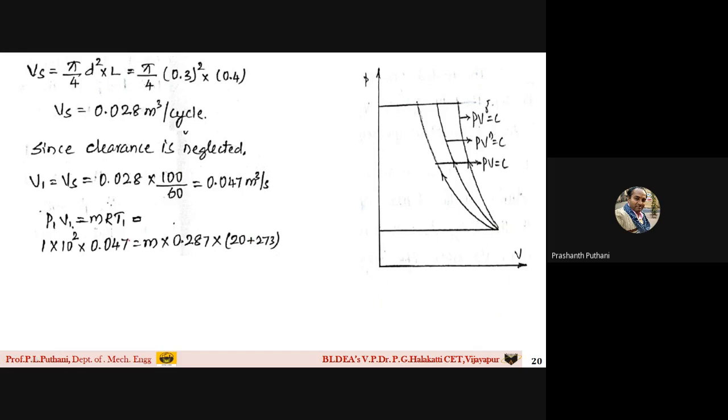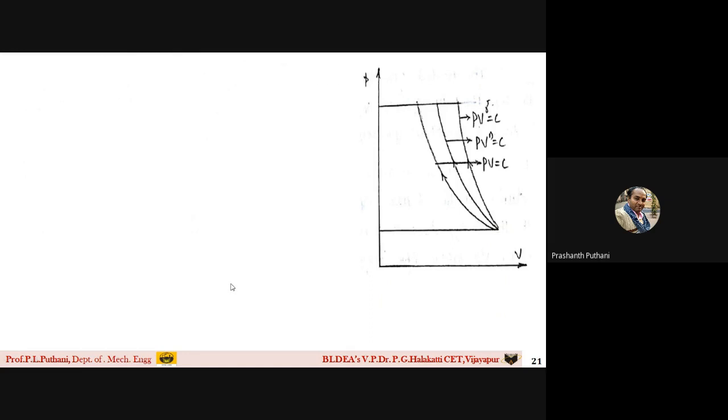As I said, students, carefully. Pressure value in kilopascal, you can see here. Then this is the value of temperature in Kelvin, 20 plus 273. We get the value of mass in kg. How much? 0.055 kg per second. It is mass for it.